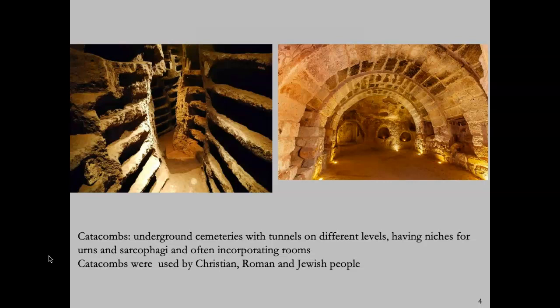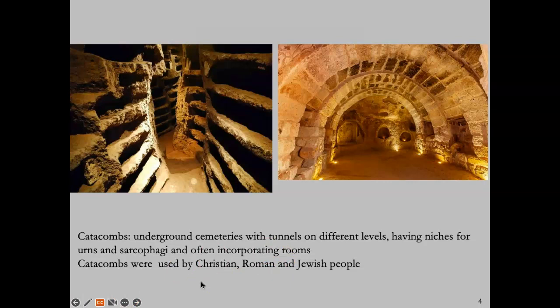Catacombs are underground cemeteries with tunnels on different levels, and they have niches that were meant for urns or sarcophagi, and they're often organized in different rooms. And they are extremely eerie and creepy. If you go to the catacombs in Rome, you often will see human remains, bones, skulls, and that sort of thing. I highly recommend if you ever have a chance to go and visit the catacombs. It's an extraordinary experience. This is what they look like.